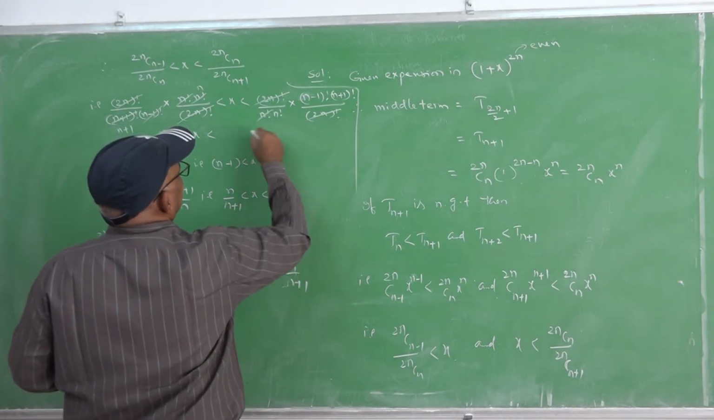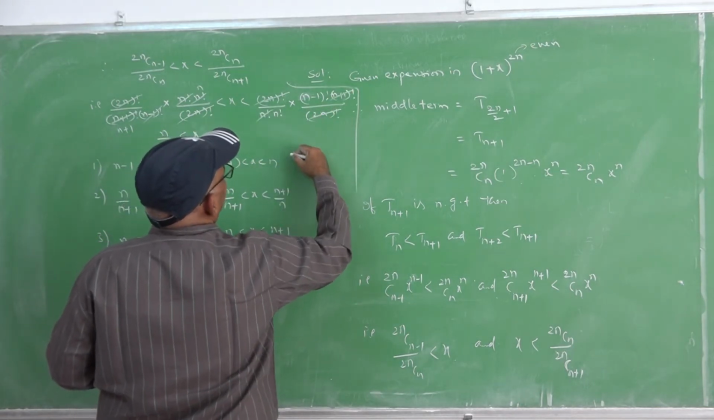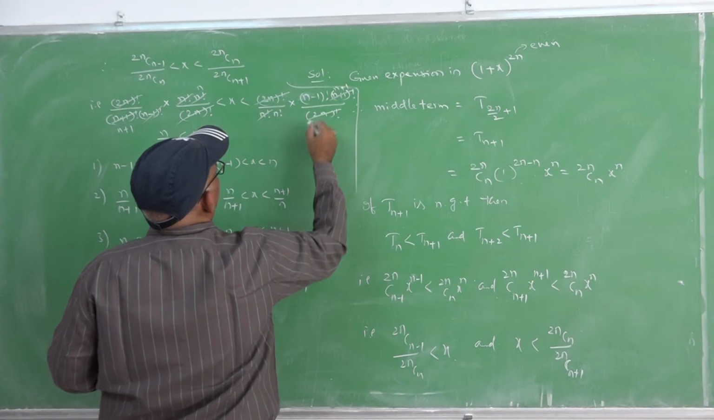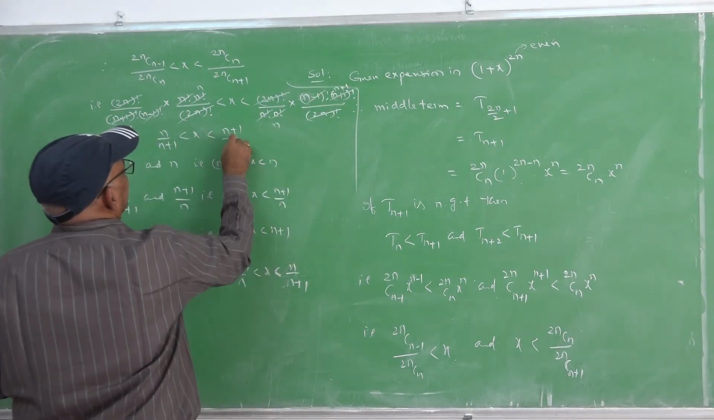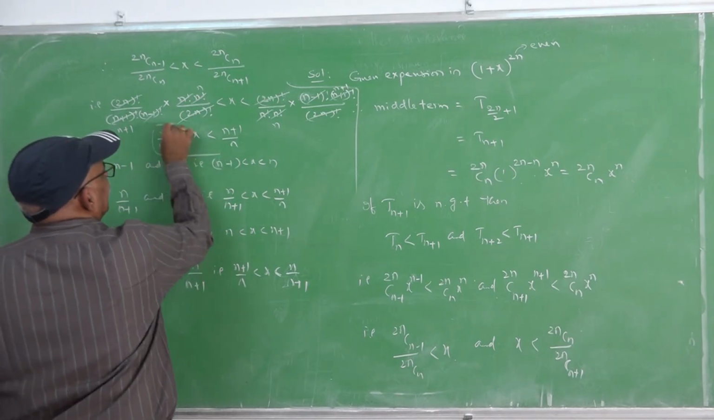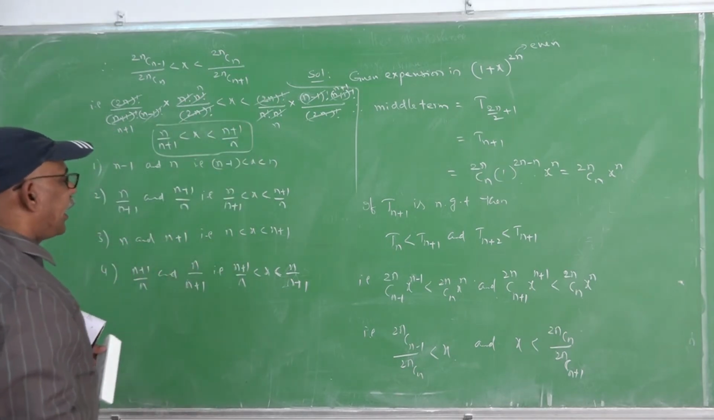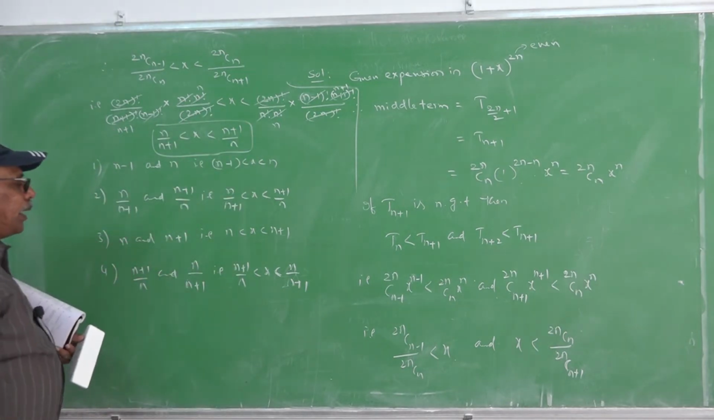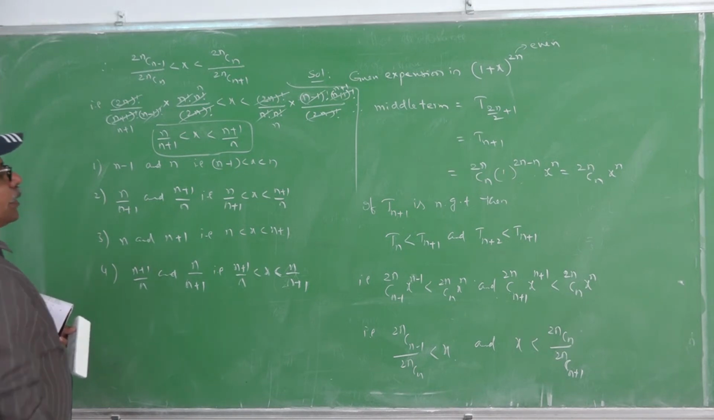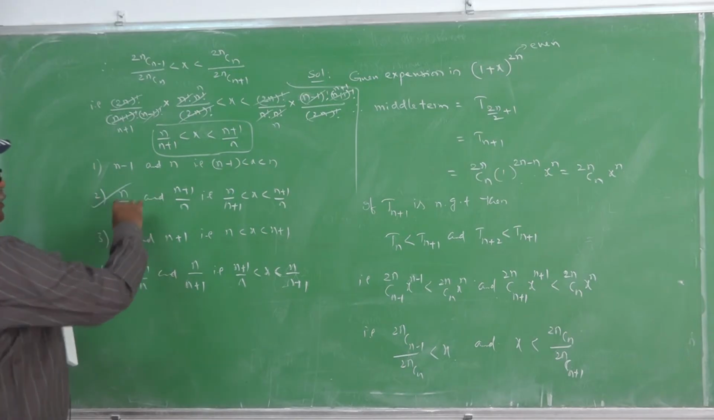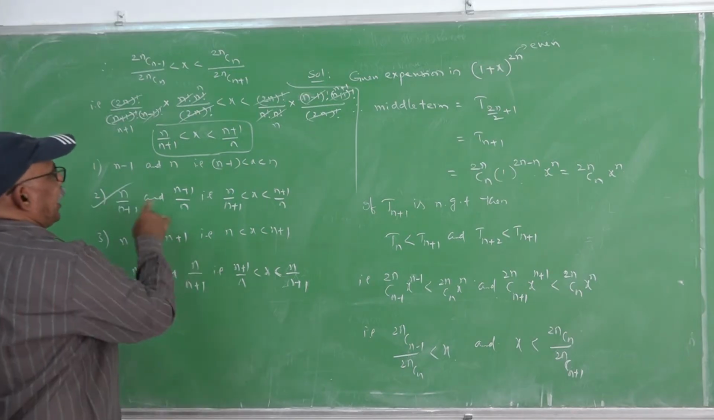Here, once you remove n factorial, we get n plus 1 here, and here we get n. So n plus 1 by n. The required x lies between n by n plus 1 and n plus 1 by n. The second option is the right option.